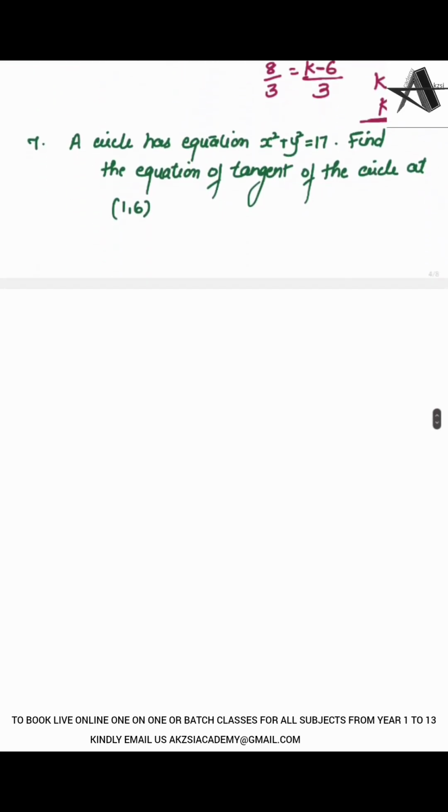Moving on to question number 7. A circle has equation x squared plus y squared is equal to 17. Find the equation of the tangent of the circle at 1, 6.